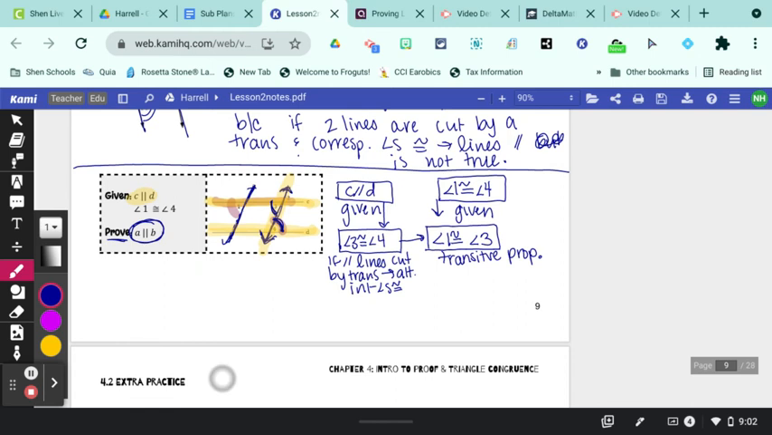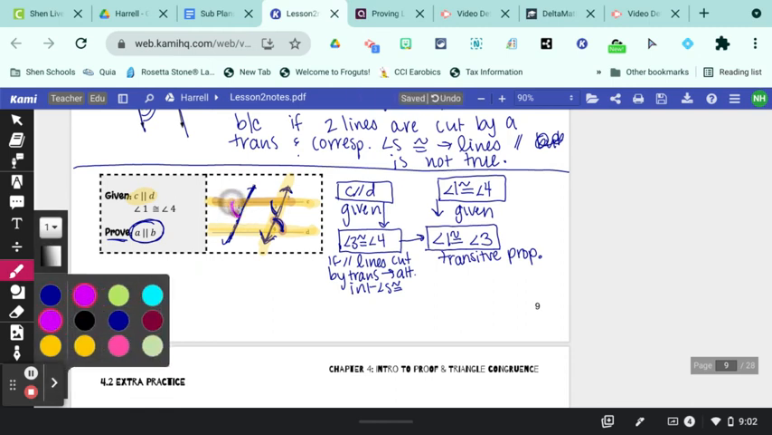Okay, so this is helpful to me because if 1 and 3 are congruent, those are corresponding angles, which means these have to be parallel if these corresponding angles are congruent. So now I can say A has to be parallel to B, because if two lines are cut by a transversal and the corresponding angles are congruent, then the lines have to be parallel.